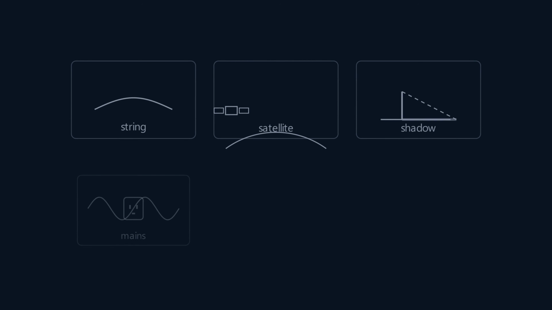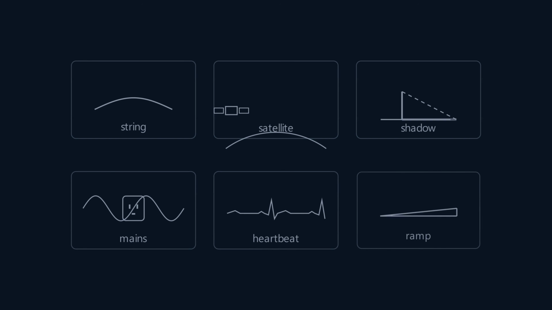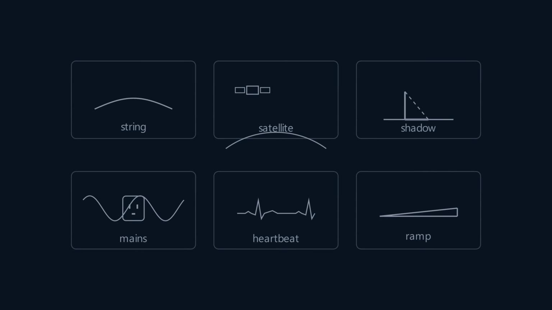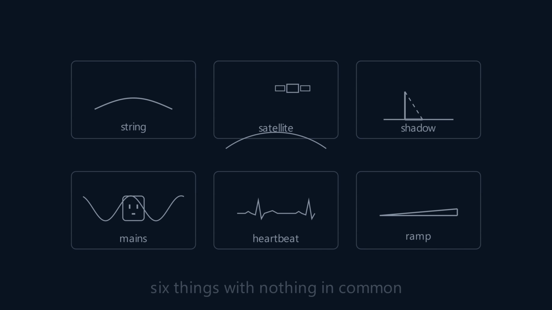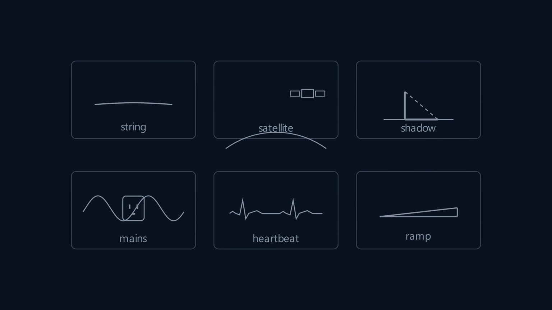A guitar string, a satellite, a shadow at noon, the electricity in your wall, a heartbeat on a monitor, and a ramp outside a building. 6 things that have nothing to do with each other, except that they are the same thing.